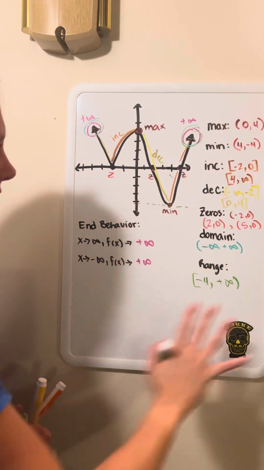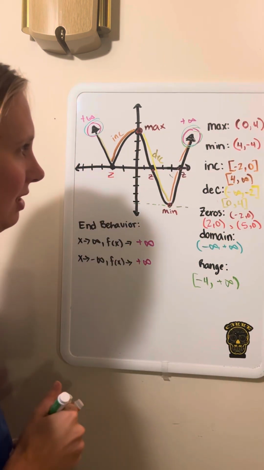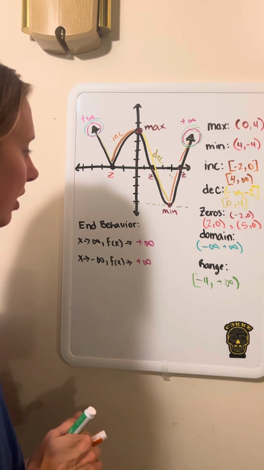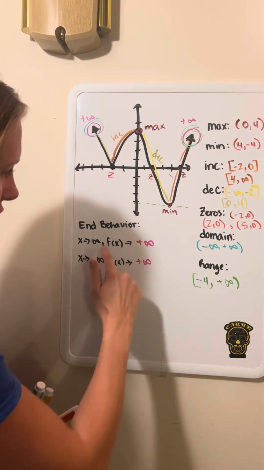This is how all of the things that we can find from this graph, and it's tying together, again, everything that we've learned so far, with, of course, the addition of the end behavior.